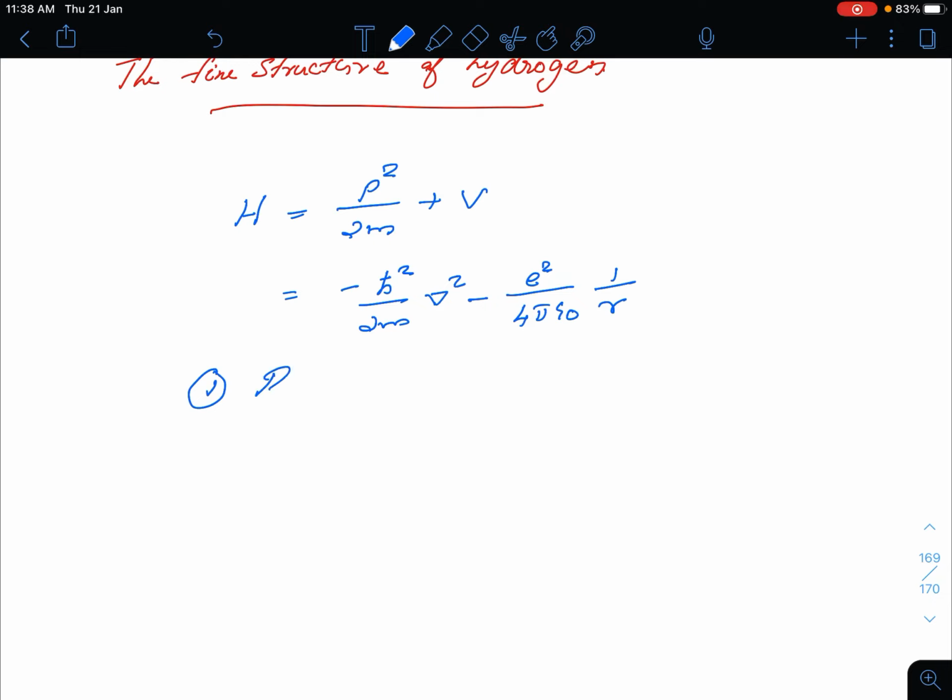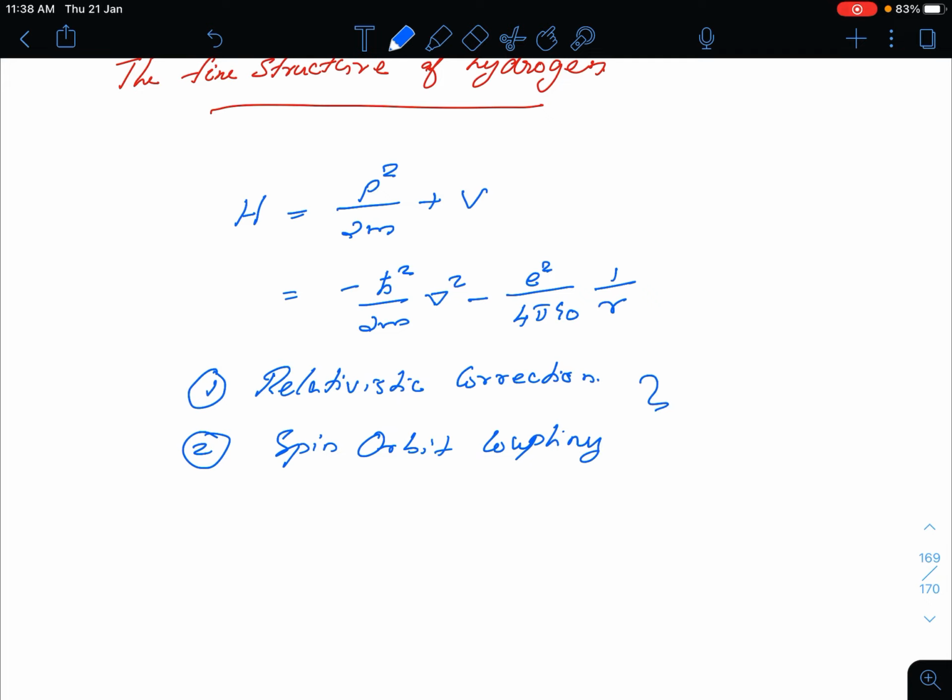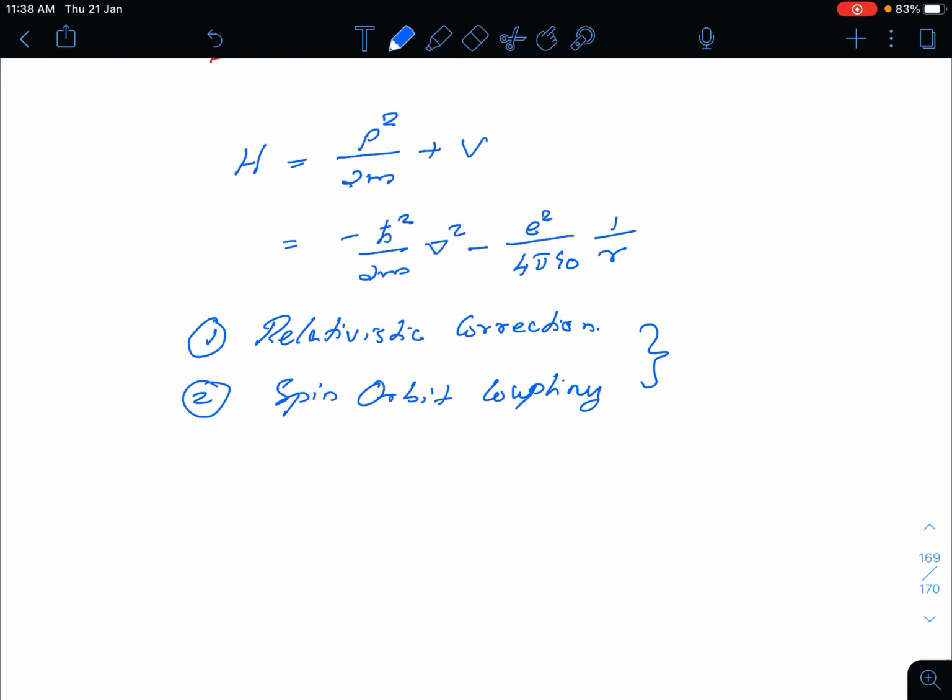One is called relativistic correction. Okay, I'll explain it later. Second is spin orbit coupling. So these are the two phenomena which contribute to the fine structure of the hydrogen atom.